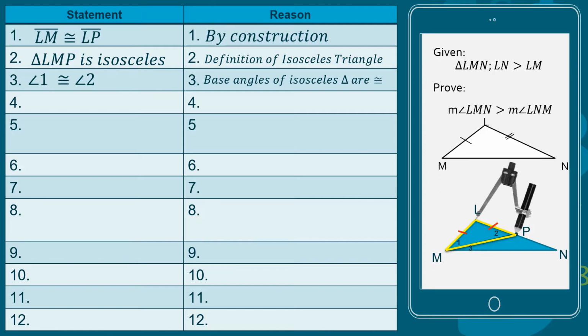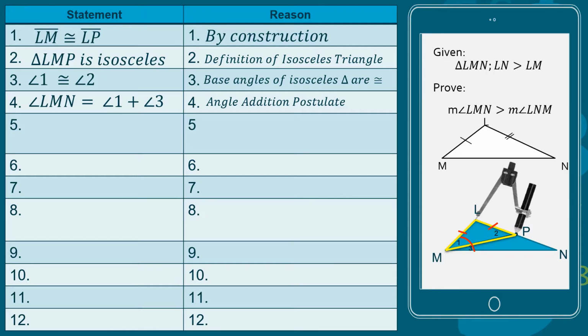Now, let's study the illustration and write a statement about angle LMN. Tingnan natin yung angle LMN. So what statement can we have in angle LMN? Okay, that's correct. We just combine angle 1 and angle 3 for us to have angle LMN. So, angle LMN is equal to angle 1 plus angle 3. And what's the reason? Of course, that is based on the angle addition postulate.